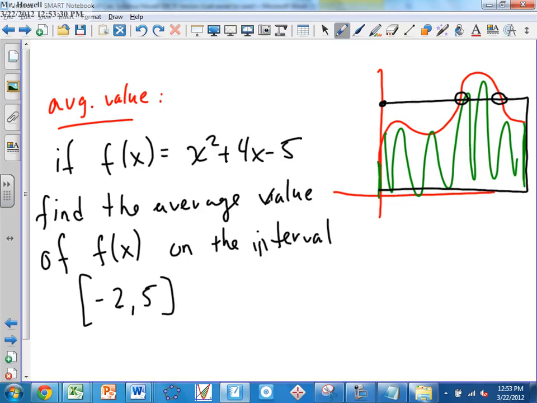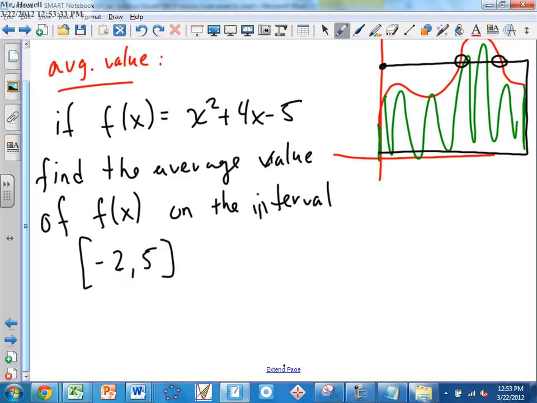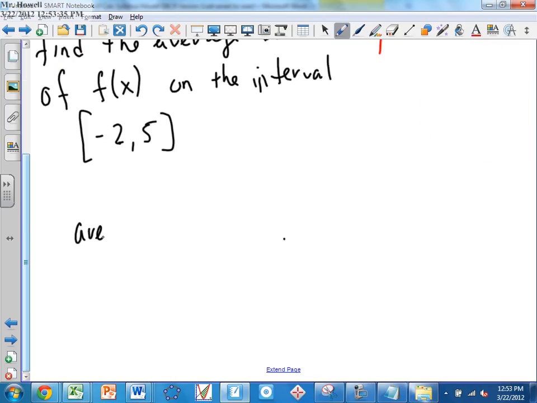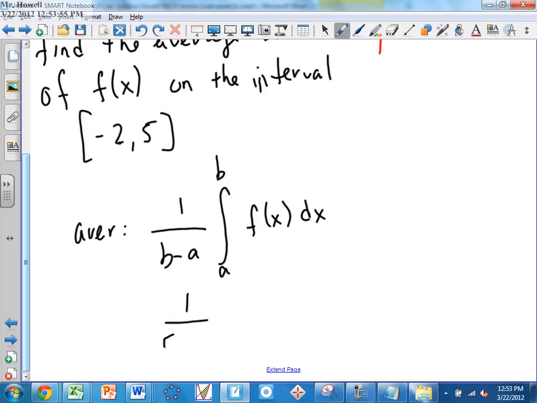Did you do the interval? What's my formula? 1 over b minus a, times the integral of the function. Okay, that's my formula. Got to remember that. Now we're going to plug it in. So we got 1 over 5 minus -2, integral from -2 to 5 of x squared plus 4x minus 5.